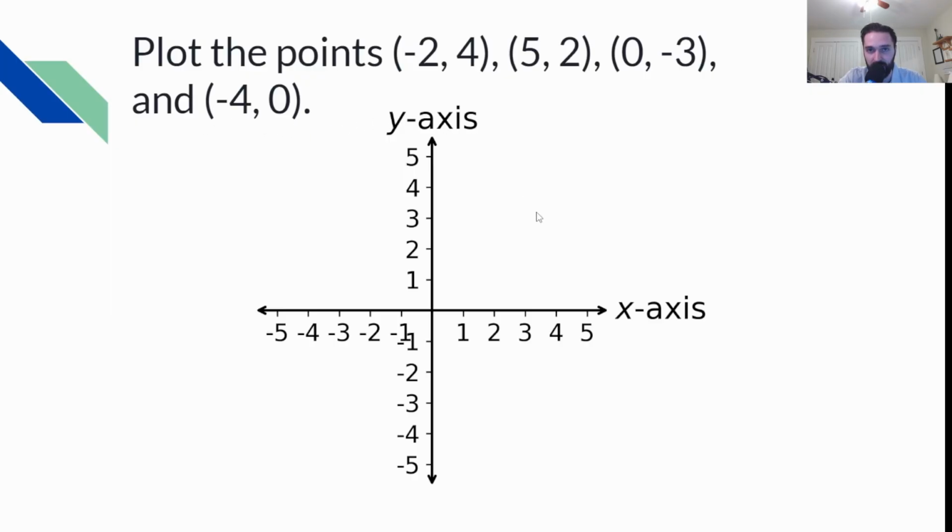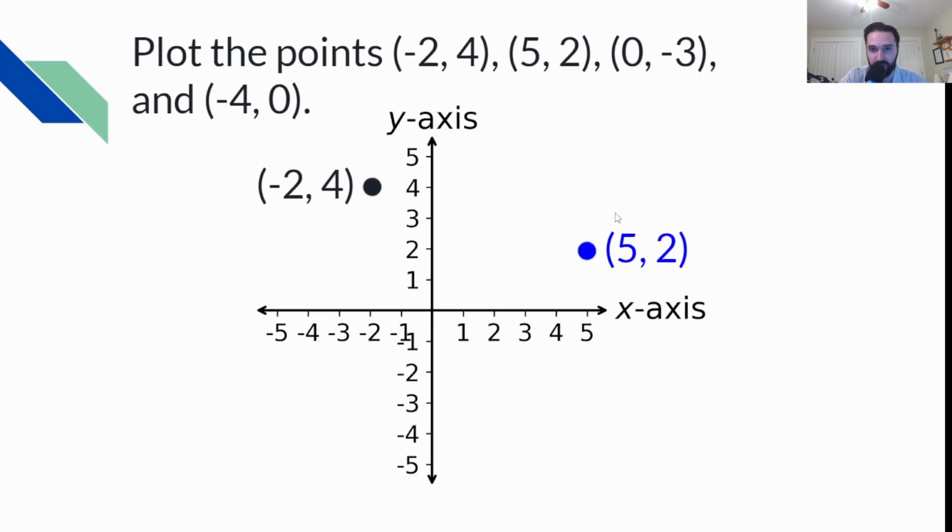Here we're asked to plot the points -2, 4, 5, 2, 0, -3, and -4, 0. Let's take these one at a time. The first point, -2, 4, is over here in quadrant 2. We move 2 units to the left, since left is the negative direction in the x direction, and then we move up by 4, since up is the positive direction in the y direction. So that's our first point in black here.